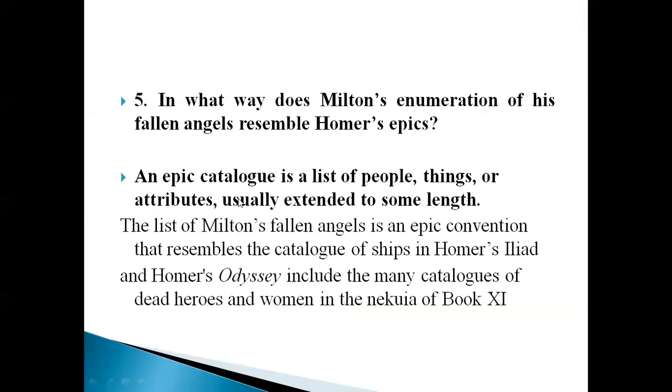So in what way does Milton's enumeration of his fallen angels resemble Homer's epics? Enumeration means list, the list of fallen angels. So another term we are going to learn today is epic catalog. If anyone asks you what an epic catalog is, you are going to discuss the list of people, things, or attributes. When an epic starts, as an epic is very grand, it discusses many people. In Homer, we get 900 characters. So it's not funny to remember 900 characters.